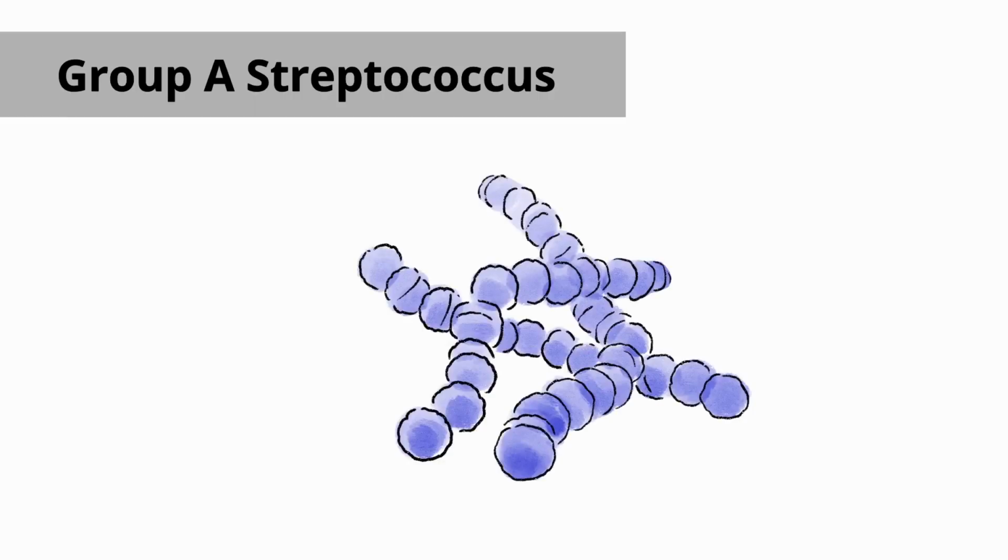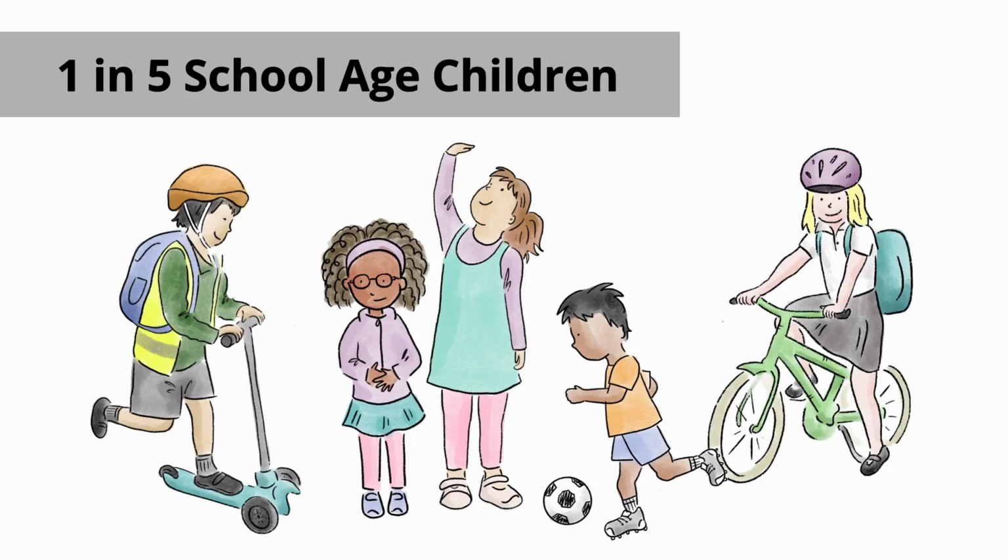Group A Streptococcus or Group A Strep is a type of bacteria and it's found in the skin or in the throat of around 1 in 5 school-aged children. It doesn't usually cause them any harm, and if you find Group A Strep on a throat swab, it doesn't always mean that the child actually has an infection.